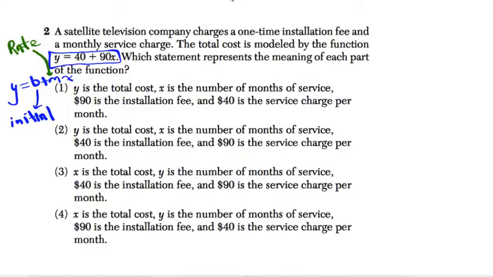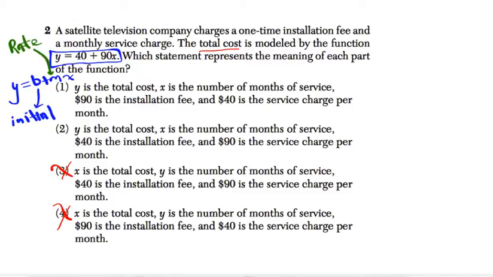Okay, so if we do a quick overview of the choices here, right away choices 3 and 4 we can rule out. The reason being, they tell us in the problem that this is a cost function. In other words, y is going to represent our total cost. It tells us that right in the problem. So it doesn't make sense to say that x represents the total cost and y is some unit of time. It doesn't make sense even if you don't understand the concept of slope and y-intercept. It just doesn't match up to what we're dealing with.